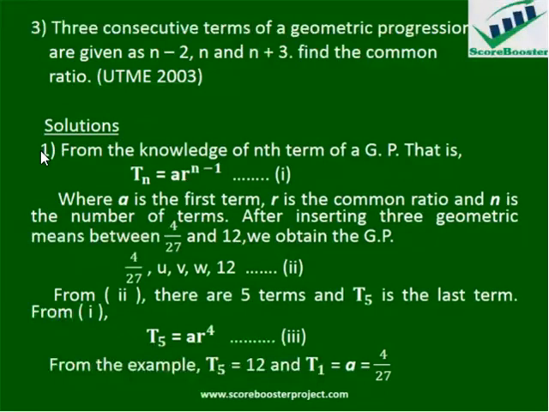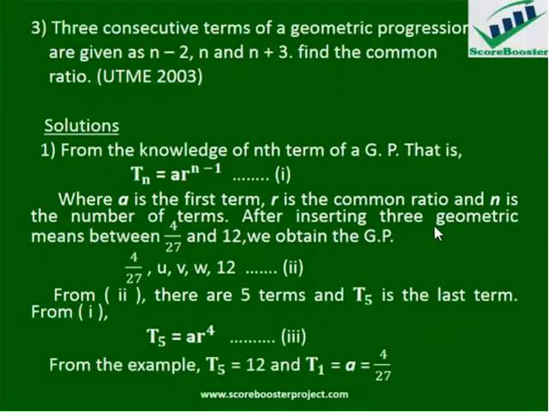The first question says we should insert three geometric means between 4/27 and 12. So from the knowledge of the nth term of a geometric progression, if you are familiar with what a geometric progression is, you should know that the nth term, which is denoted as T subscript n, is equal to A, which is the first term, multiplied by R, the common ratio, raised to the power n-1, and n is the number of terms, and that is tagged as the first equation, where A is the first term, R is the common ratio, and n is the number of terms.